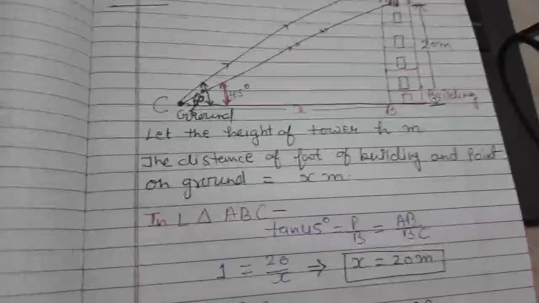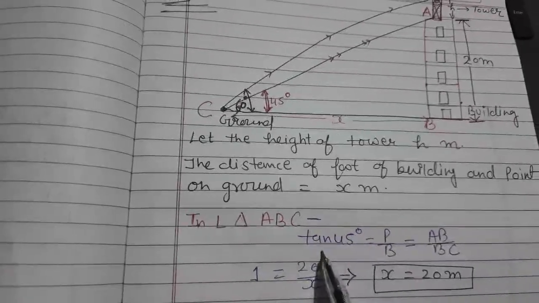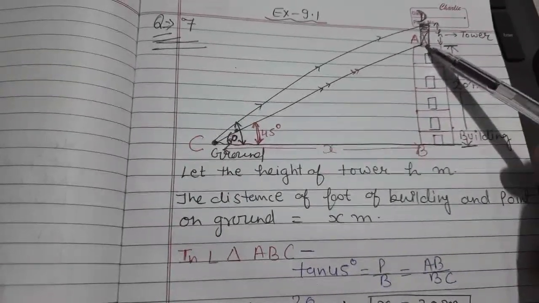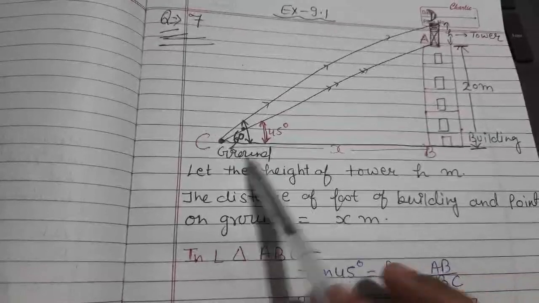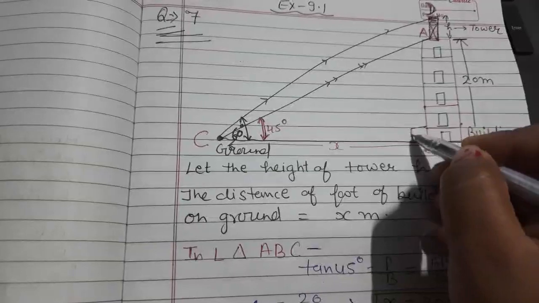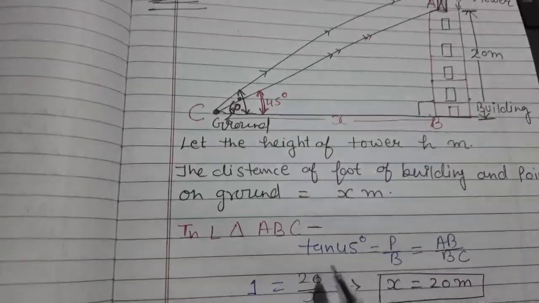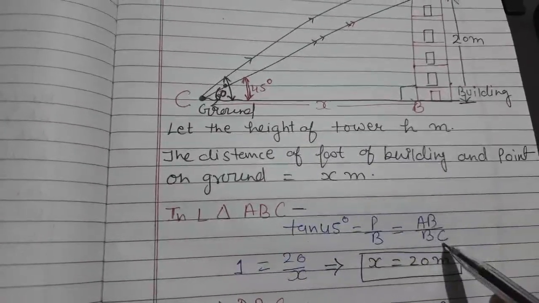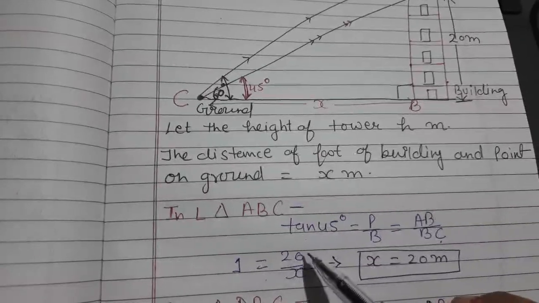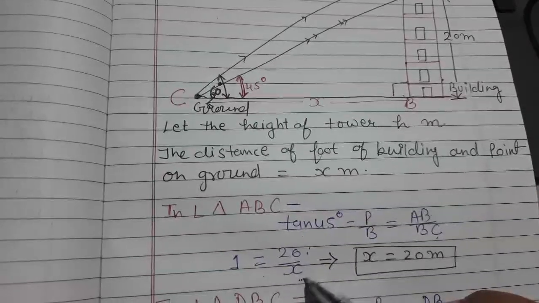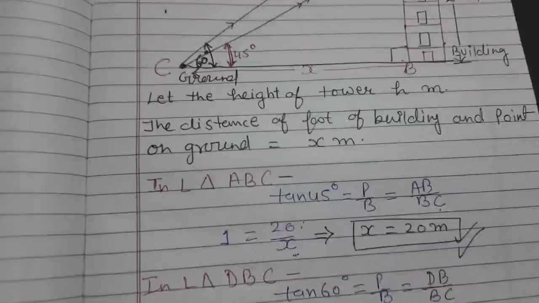Okay, now first we will apply tan theta in the triangle ABC. So triangle A, bottom of the transmission tower, B, foot of the building, and C, the point. Angle ABC is 90 degree as the building is standing straight on the ground, and this angle of elevation is 45 degree. So now perpendicular upon base: tan 45 is 1, perpendicular is 20 meter and base we are considering as x, so x will be 20 meter.